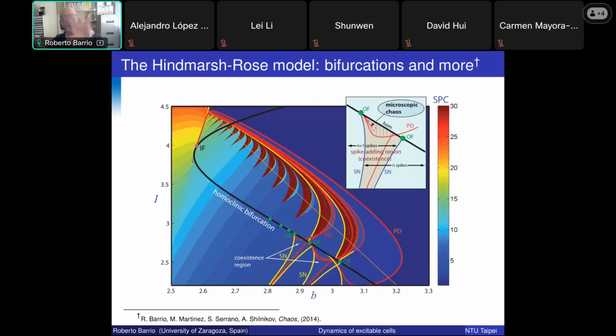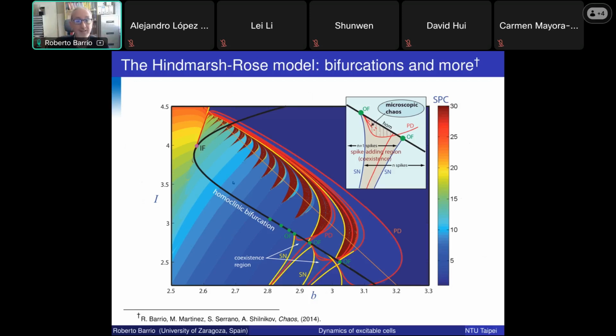To that goal, we made some studies some years ago using bifurcation techniques, continuation techniques and other techniques. In this case, the colors: this is a biparametric plot, with the parameters B and I, 2 parameters of the system. The color of each point means the number of oscillations, or spikes, of the limit cycle that appears for this parametric range, for these values of parameters.